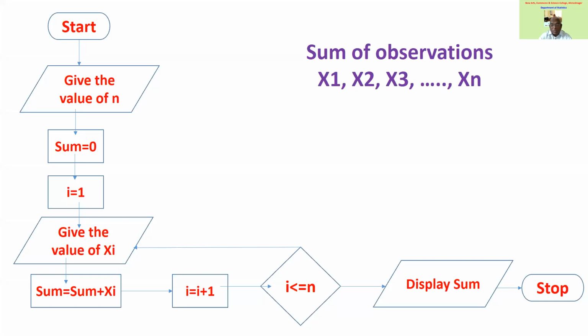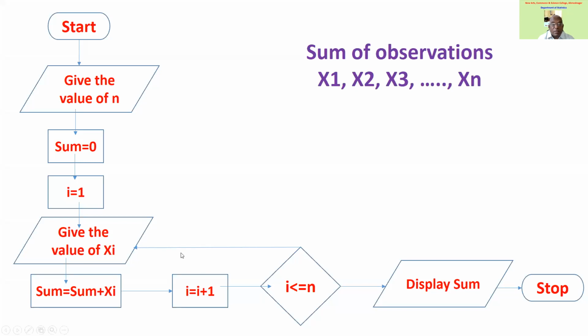Now if i is less than or equal to n, means if this condition is true, yes, i is less than or equal to n, that means there are a few more observations yet to add. So I will go back here. Go back here. Give the value of xi. So give the value of x2. Give the value of x3. Give the value of x4. Give the value of xn minus 1. And lastly, give the value of xn.